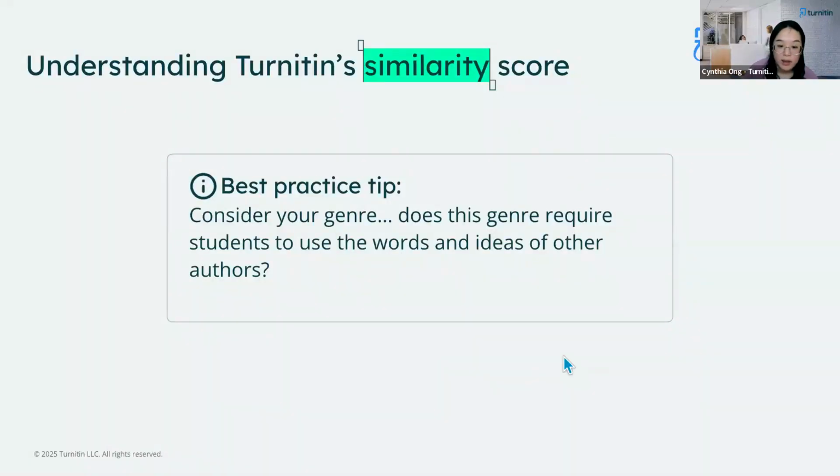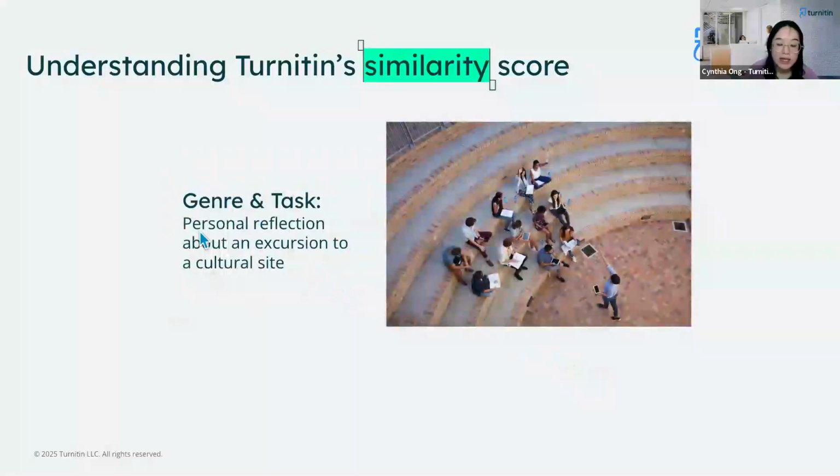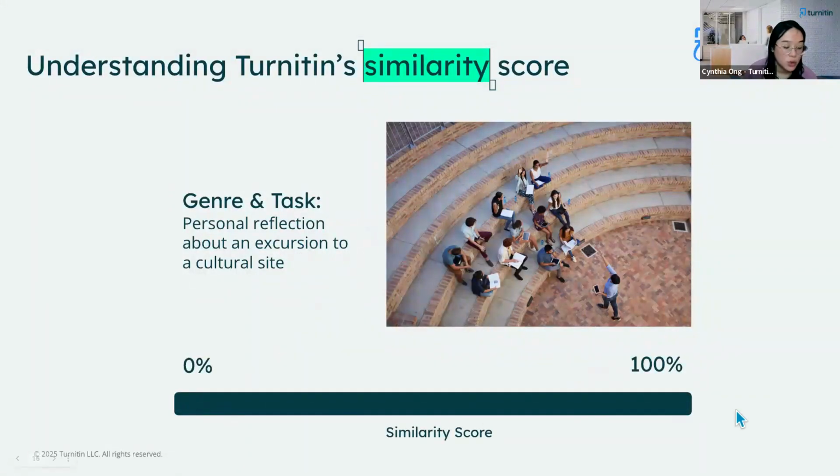So let's start by first maybe considering a task like this. So maybe we ask our students, okay, can you write a personal reflection about an excursion to a cultural site? Maybe Batu Caves ke or KL Tower ke or whatever. So when you ask your students to write this, where on the scale from 0 to 100 do you think you would get for the similarity score? Is it on the lower scale, the middle, or on a higher scale? Feel free to share your thoughts in the chat.